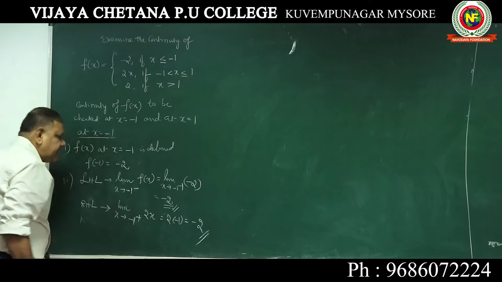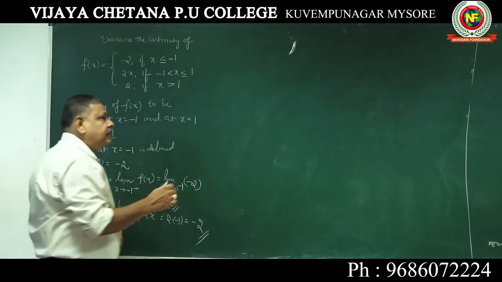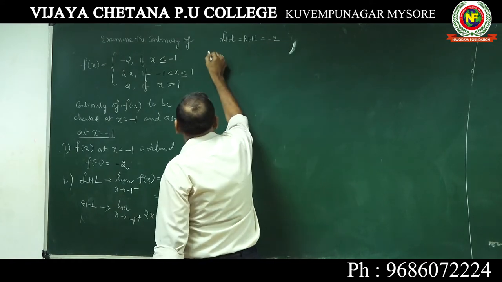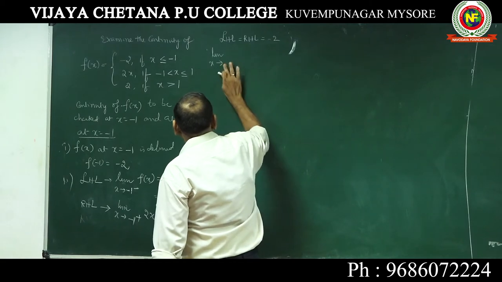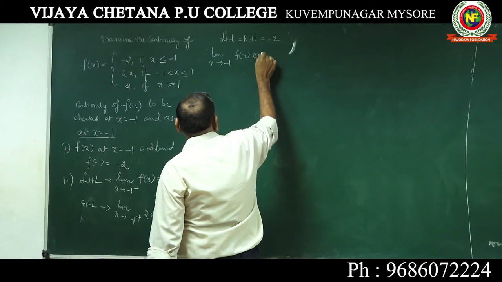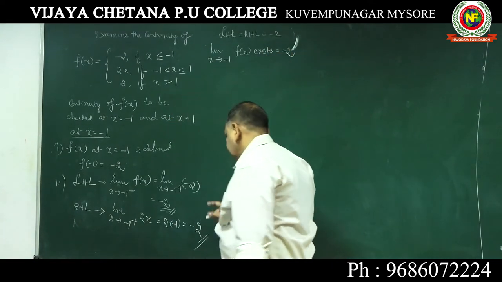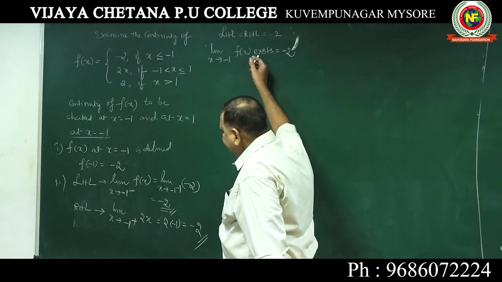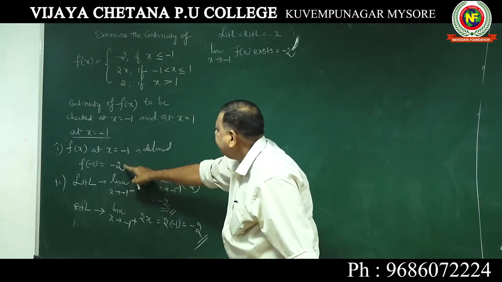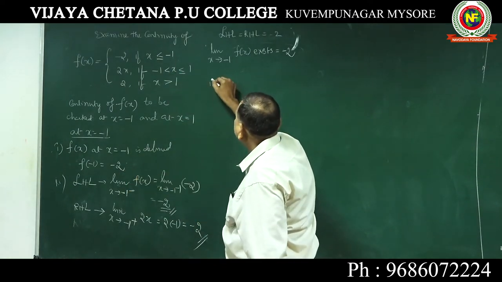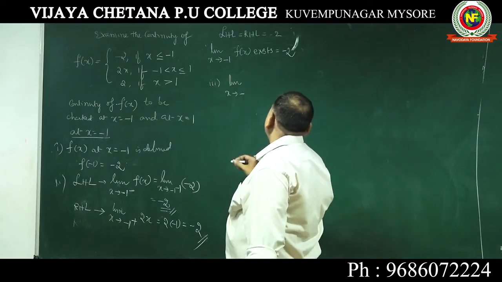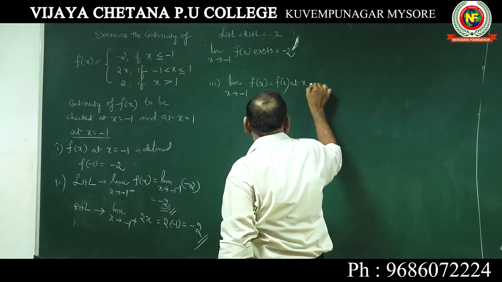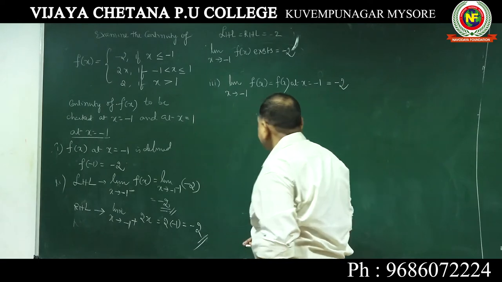See here, the left hand limit is equal to the right hand limit. You should write that LHL is equal to RHL is equal to this one, minus 2. Therefore, limit x tending to minus 1 of f of x exists and it is minus 2. Because LHL equals RHL, the limit exists and it is equal to minus 2. So the limit exists, but we have to check whether this is equal to this. Correct, because f of minus 1 is also minus 2. Third condition is limit x tending to minus 1 of f of x is equal to f of x at x equal to minus 1, which is equal to minus 2. Both are equal, so the limit and the function exist.